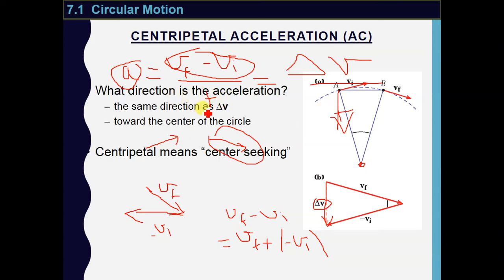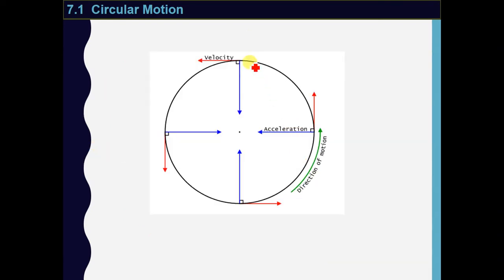So what direction is the acceleration? It has the same direction as delta V, and we proved that delta V is going toward the center, so always the acceleration is going toward the center of the circle. That's why we said it's centripetal acceleration. Centripetal means center seeking. Okay, so see here, if you have a ball on a circular path and you want to add the directions of velocity and acceleration, how to add them? Velocity, we said, is always tangent to the circle at the point that we are talking about. Acceleration is always directed toward the center. This is the center here.